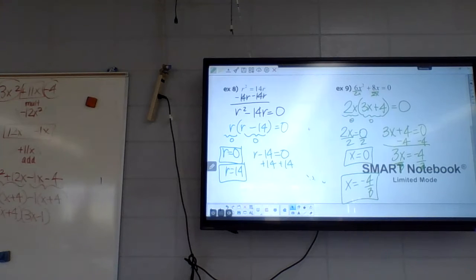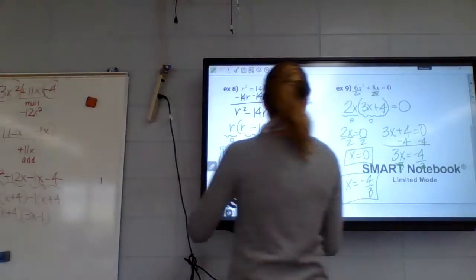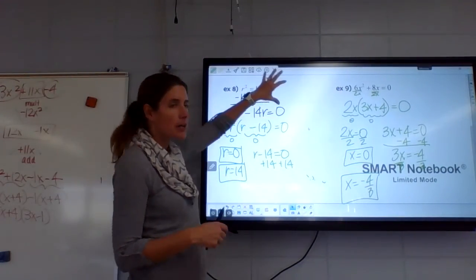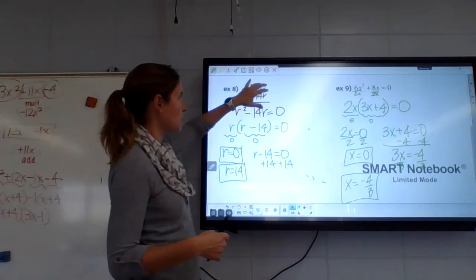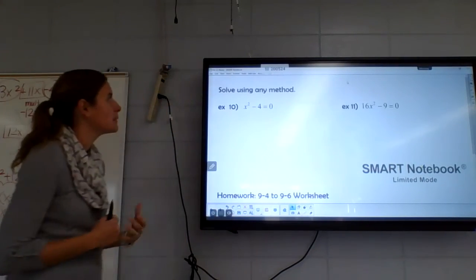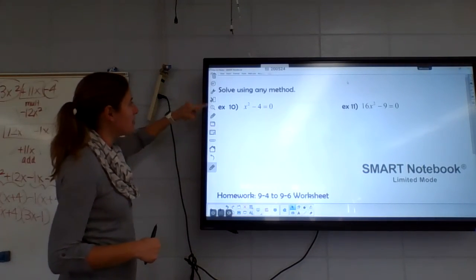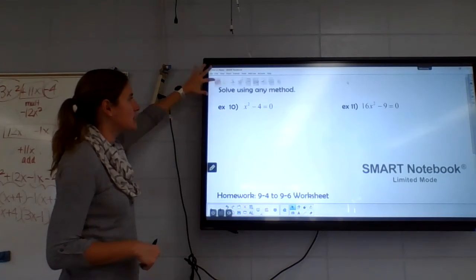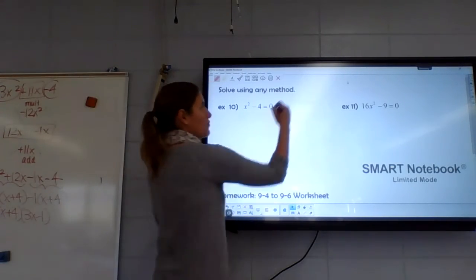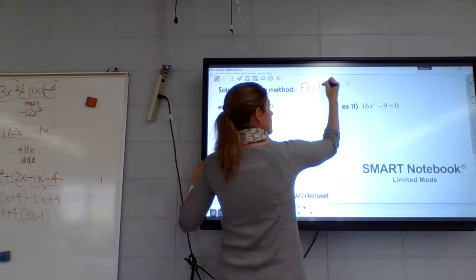And I do have a worksheet for you guys just to practice this. Because again, we're going to use this for the next lesson we're doing in pre-calc, and getting really comfortable with factoring is going to make that lesson that much better. We use factoring quite a bit in our next pre-calc lesson, but not as straightforward as what we see right here. So when I said solve by any method, factoring or square roots is fine.